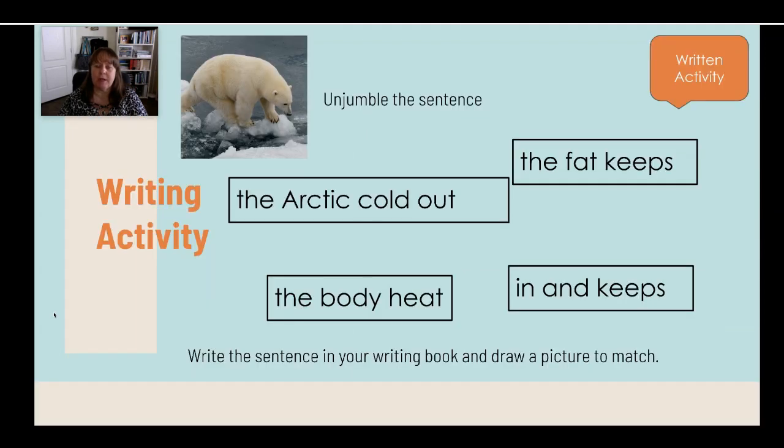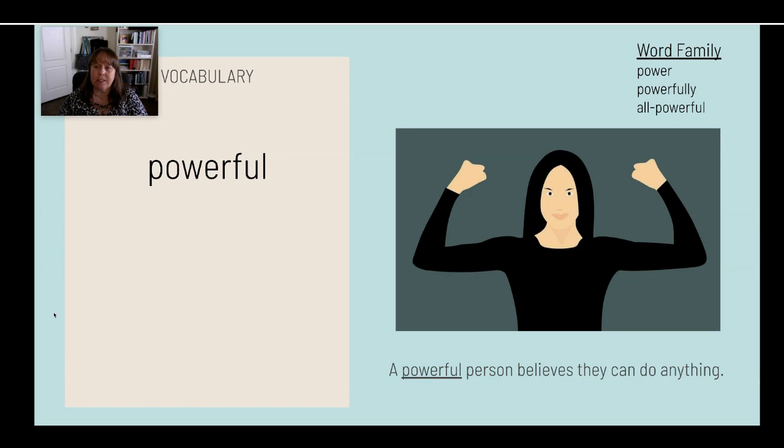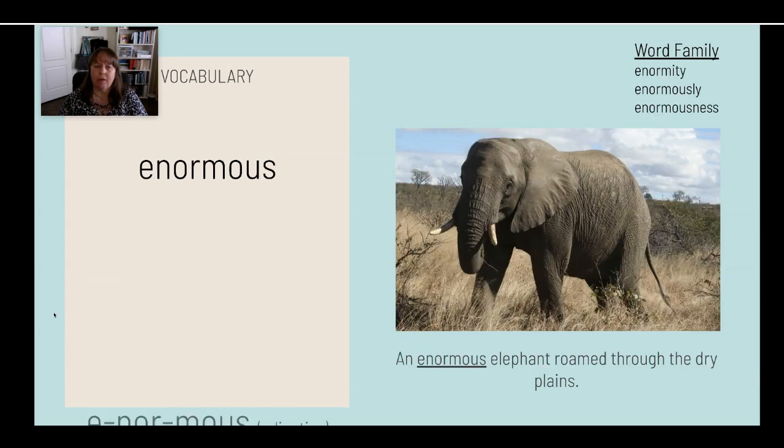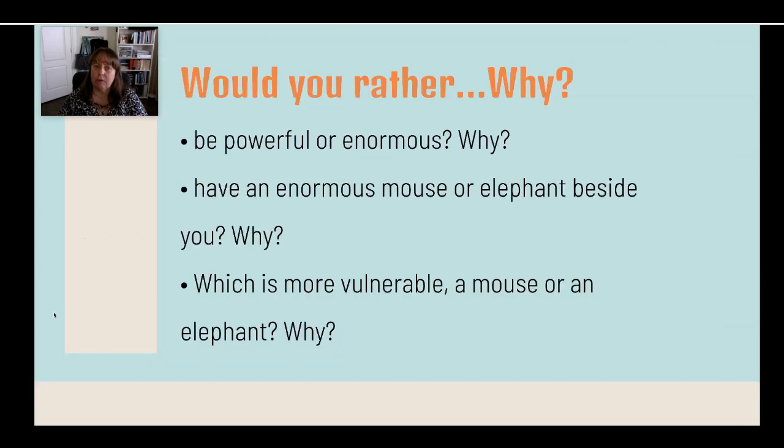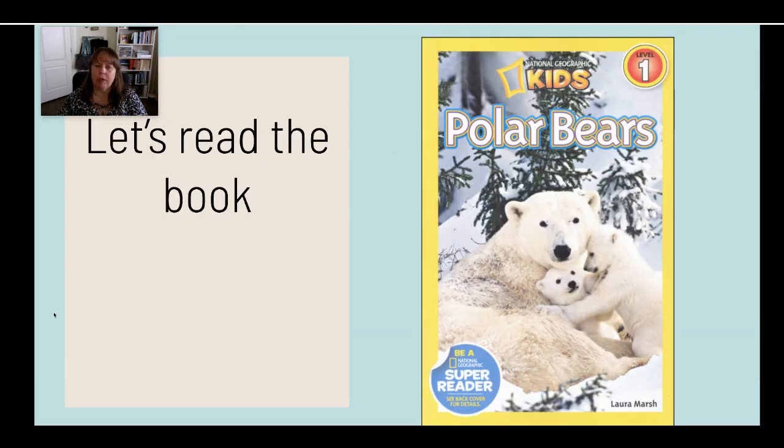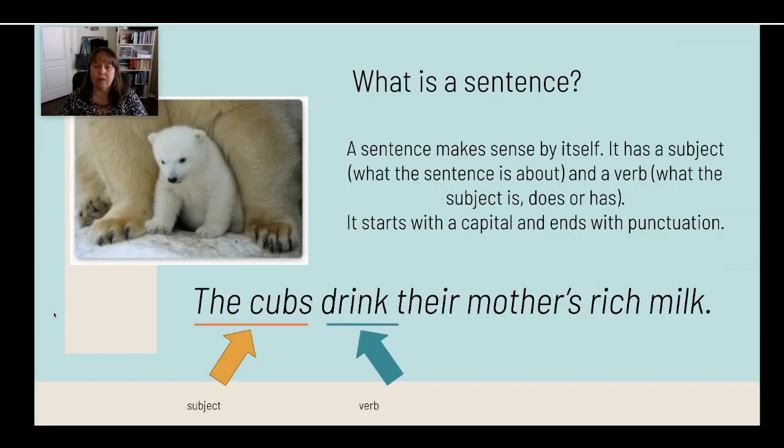Things to discuss as a class, writing activities, unjumble the sentence. The parts of the sentence are here. How can they put them together? The next day, review the vocabulary. We've talked about it already. Review it. Let's change the activity. Could this be done online? Yes. Is this being done in a classroom right now? Yes. It works no matter what. Read the book again. Are they going to get more out of it day 2? Absolutely.